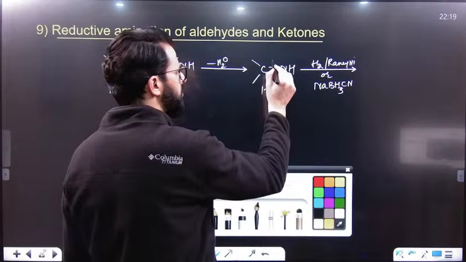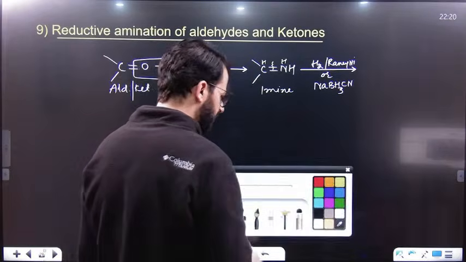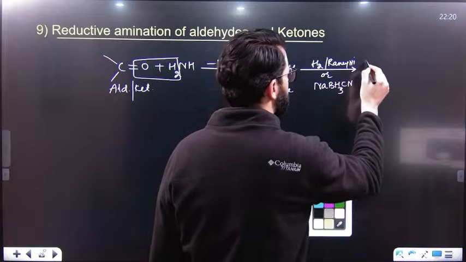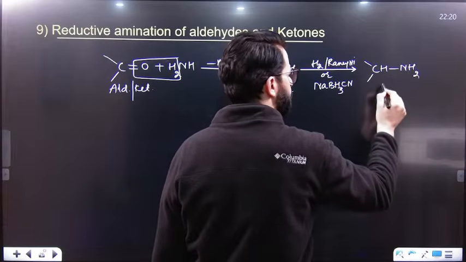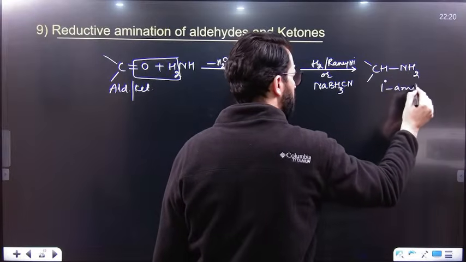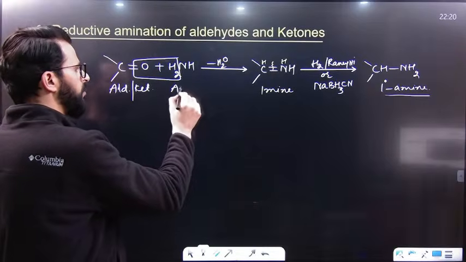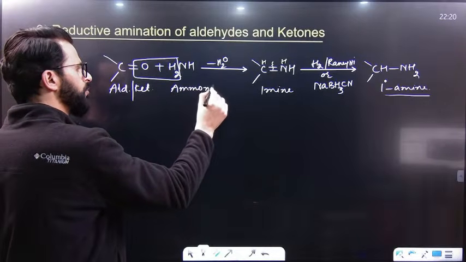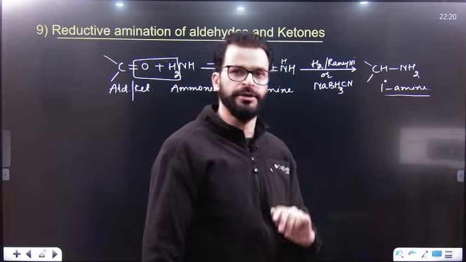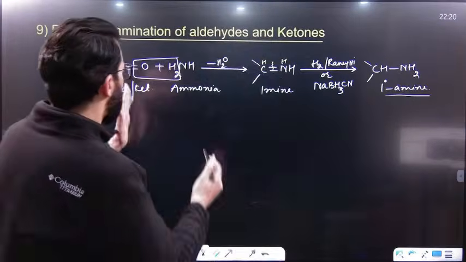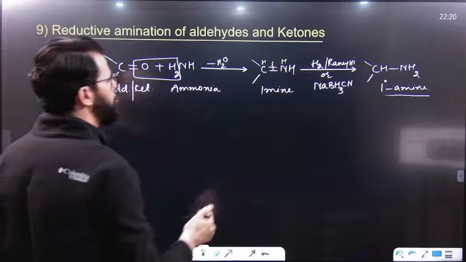What we have to do is break one bond, and add hydrogen and hydrogen to this. That means it is clearly understood that it will result in the formation of a primary amine. So whenever you react ammonia with an aldehyde or ketone, it first results in the formation of imine, which upon reduction results in the formation of primary amine. So first amination takes place and then reduction takes place. So this is known as reductive amination.